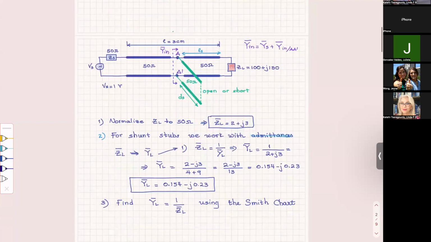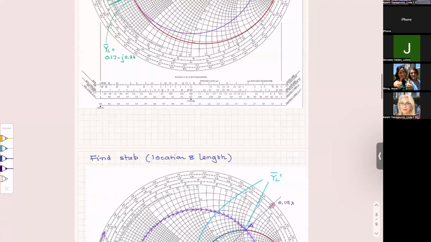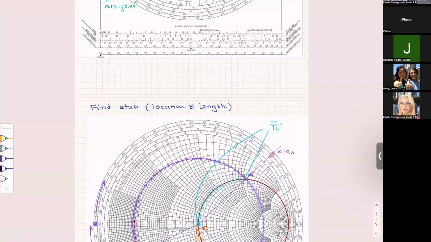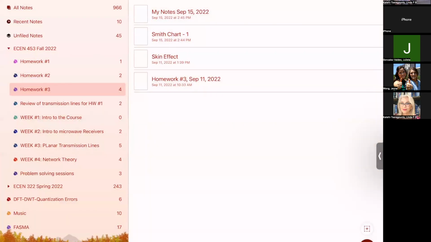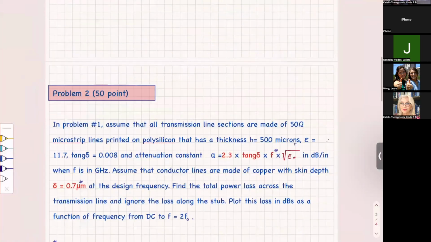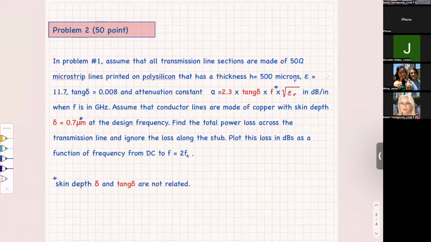I have done it very extensively, but it's also, as I told you earlier, in one of the problems that we have in the review section. And the only other thing that homework 3 has is that it asks you to calculate the loss in dBs as a function of frequency.